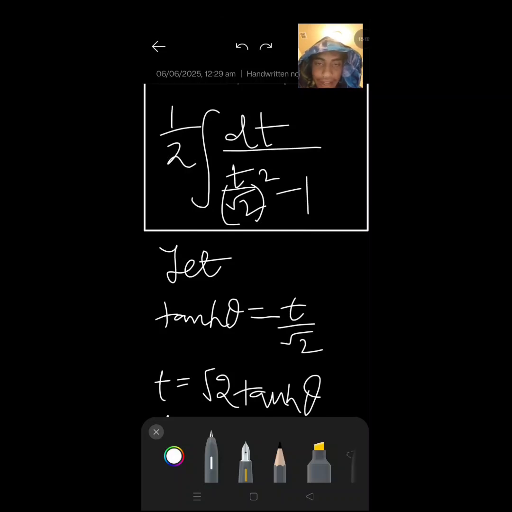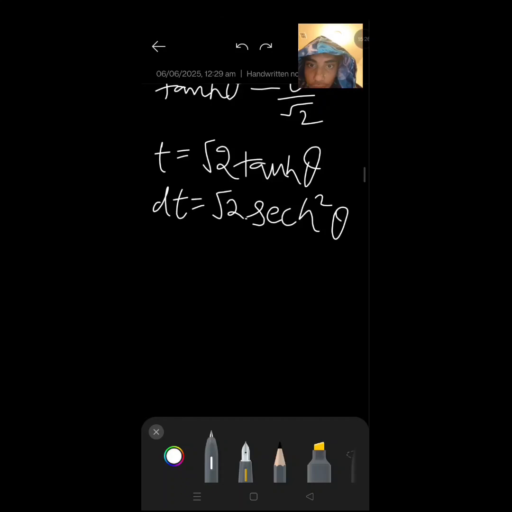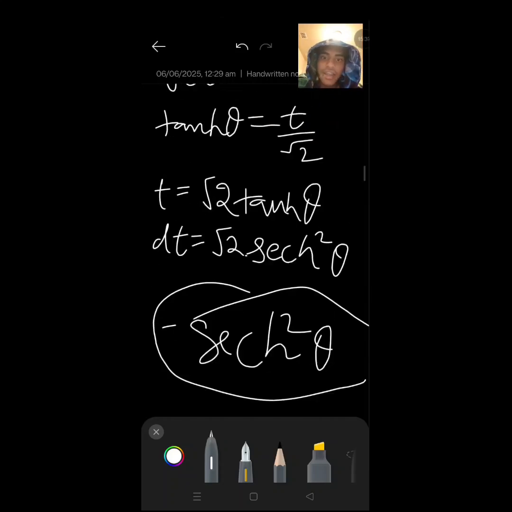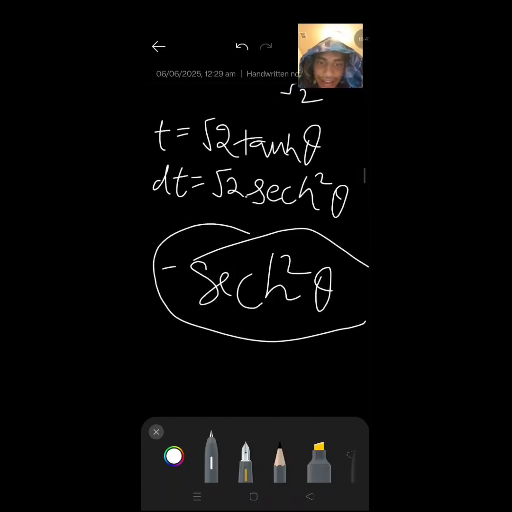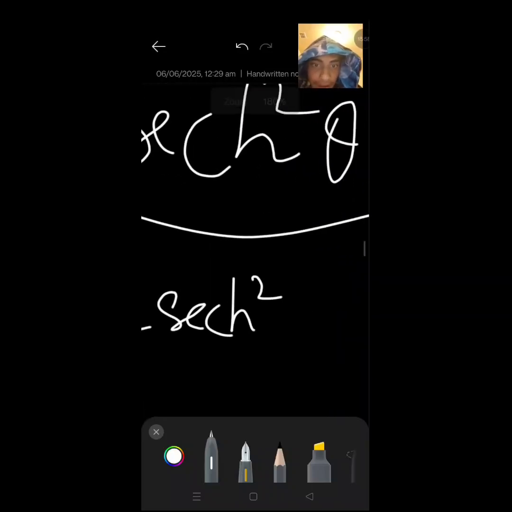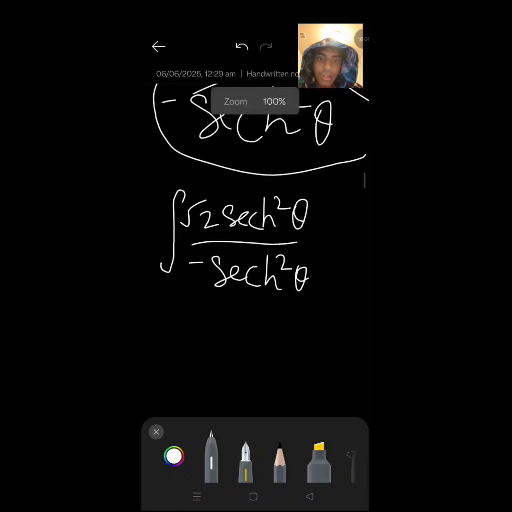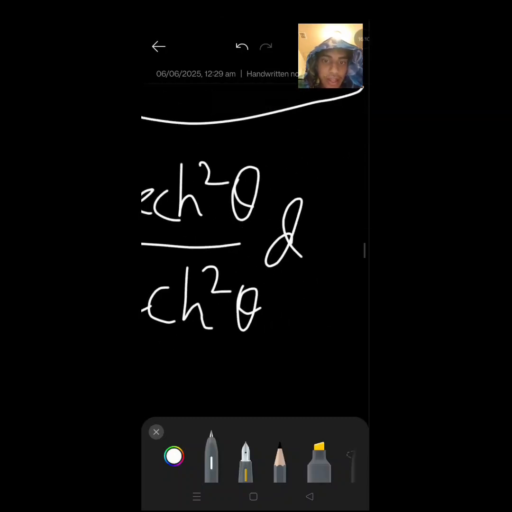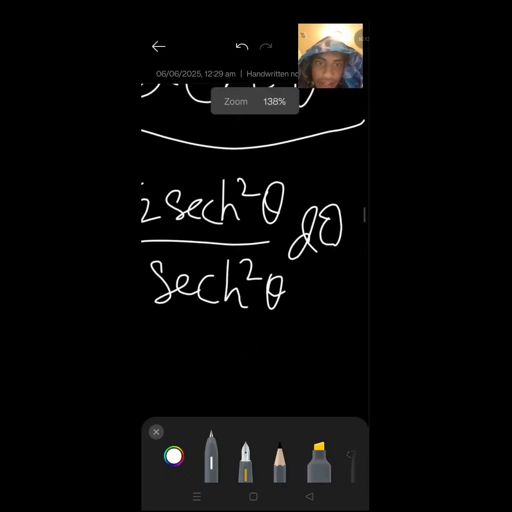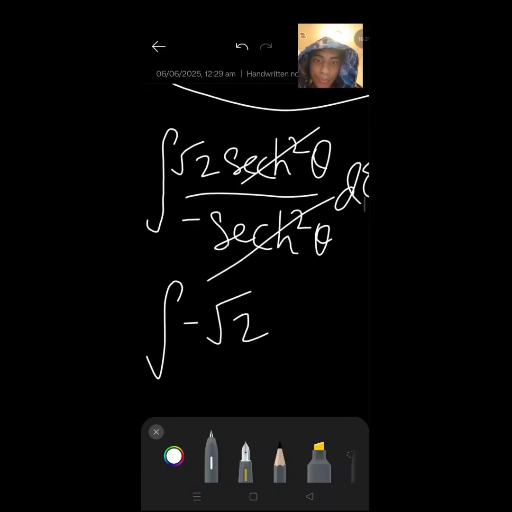This thing, the denominator, is hyperbolic tangent square theta minus 1. If we have to find its derivative, it will be negative hyperbolic secant square theta. That's going to be in the denominator. And now just replace it in this. So over here we have root 2 hyperbolic secant square theta divided by negative hyperbolic secant square theta. And now this changes also because we have used theta, so it becomes with respect to theta. This cancels off with this, as you can see. So now we are just left with negative root 2 theta.